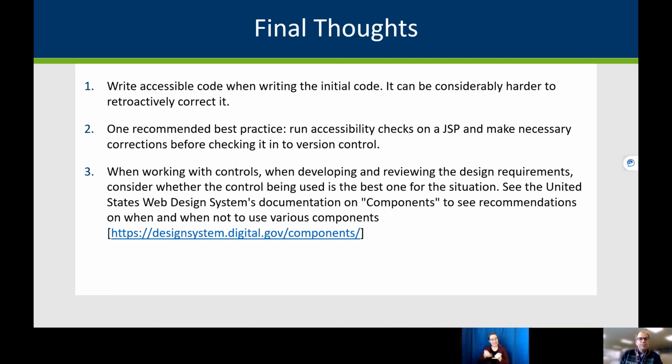Some final thoughts. Write accessible code when writing the initial code. It can be considerably harder to retroactively correct it. We've gotten into the practice now of doing code reviews for code that we submit for approval. And part of that testing now is to do all three automated test tools on it right up front before we check any code into version control. So that helps things considerably.